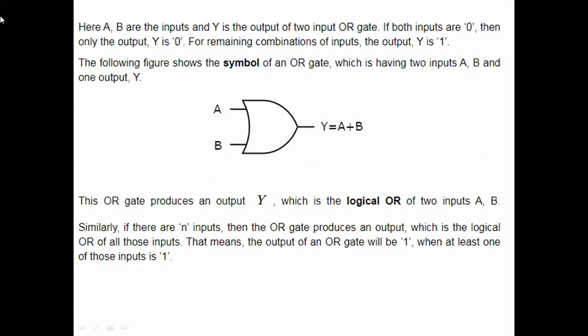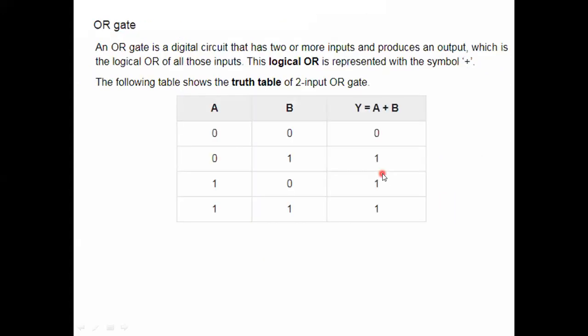That means what is the statement here we are getting? If both the inputs are 0, then only the output is 0. Or otherwise, another statement: if any one of the inputs is 1, the output is 1. That is also the same.